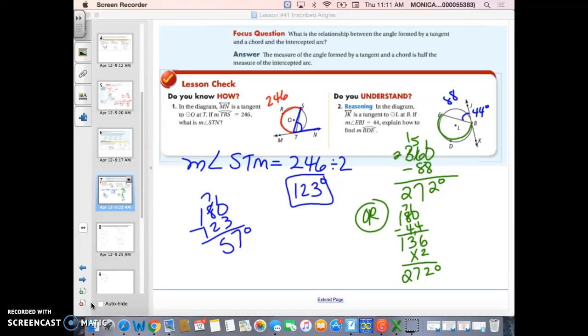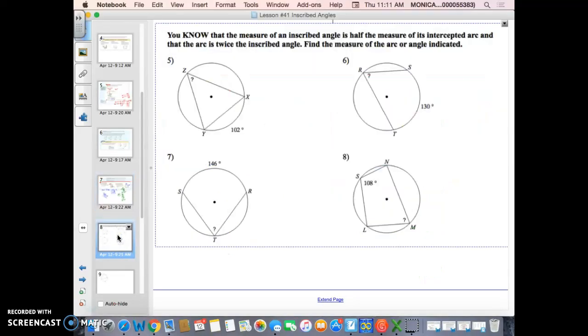And the second example, that arc that they were asking for is 272 degrees. And I showed you 2 ways to arrive at that answer. Okay, you have some example problems. So once again, the key is to outline what you're looking for. So if we're looking for the measure of angle Z, we know that the angle is 1/2 the arc. So you're just going to take 102 and divide by 2. And that should give you 51.